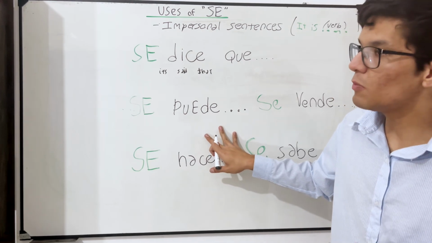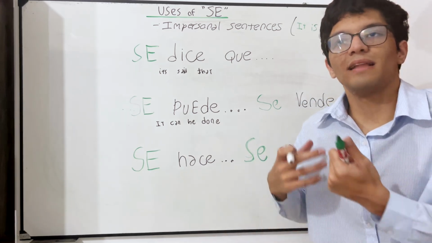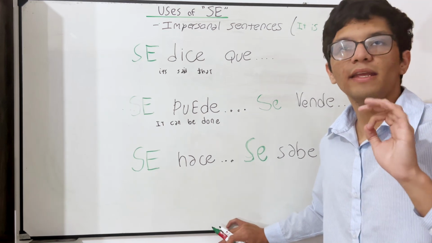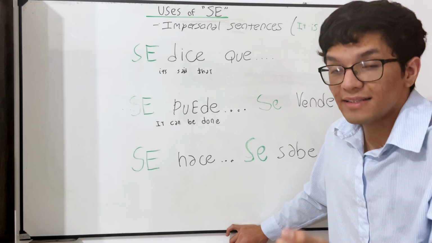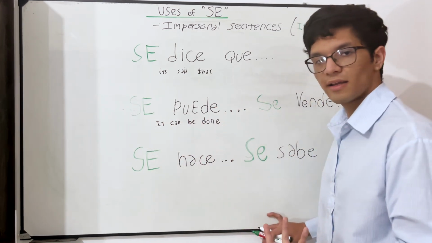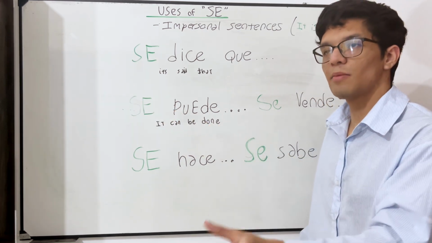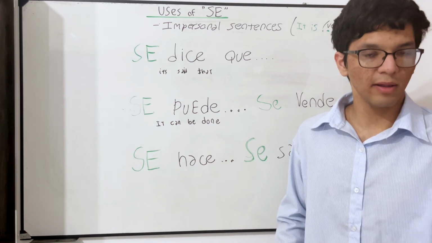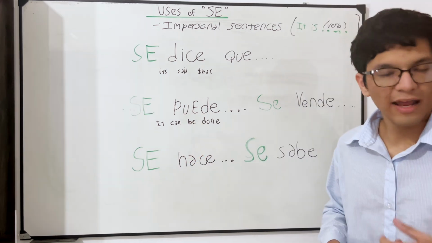The second, se puede. In this case, it would be like, it can be done. Or you can say, it is permitted, it is allowed. But it's normally, it can be done, okay? For example, we can say, in Argentina, a lot of trips can be done. So the way we can say this in Spanish is, en Argentina se pueden hacer o se puede viajar mucho. En Argentina se puede viajar mucho. In Argentina, a lot of trips or to travel can be done.